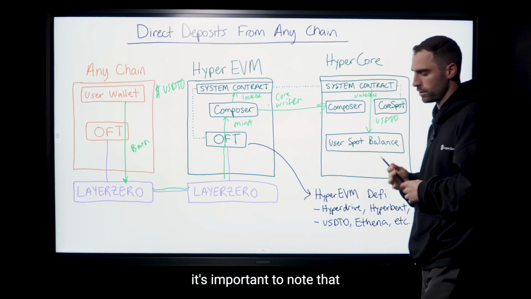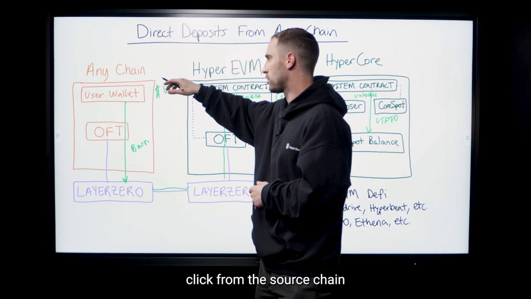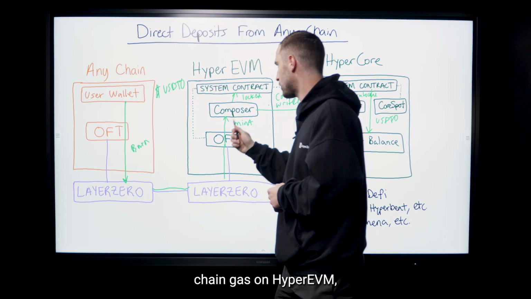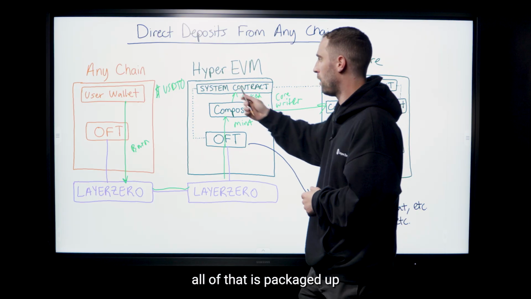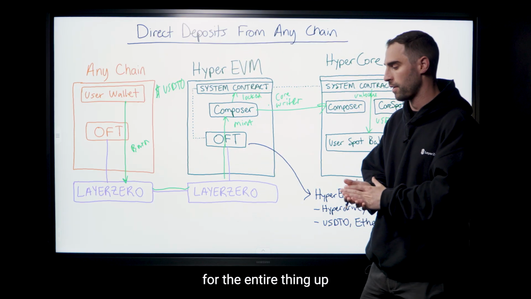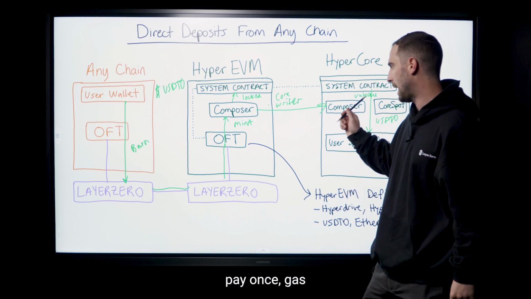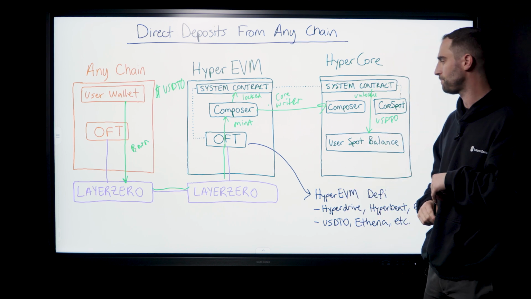And then I think it's important to note that the gas, because it's one click from the source chain, the entire fee, so gas on Hyper EVM for the transfer and then the composed flow, all of that is packaged upfront in source chain gas for the user. So they pay for the entire thing upfront, sign once, pay once, gas is handled for them, and they get tokens in their spot balance on Hypercore.